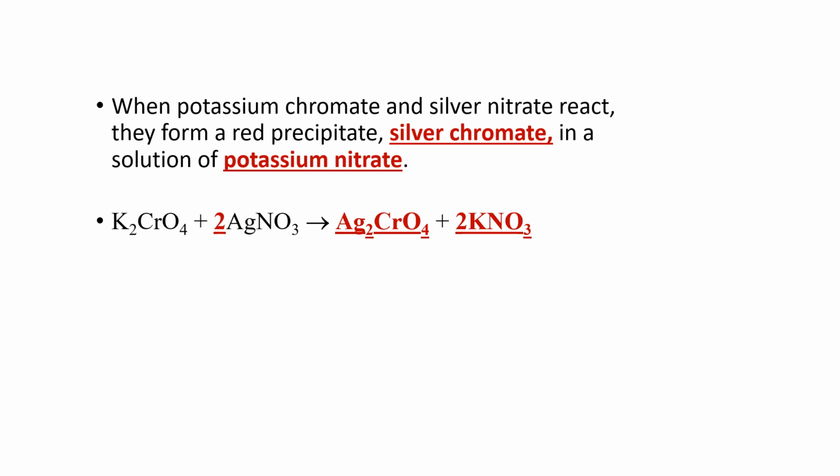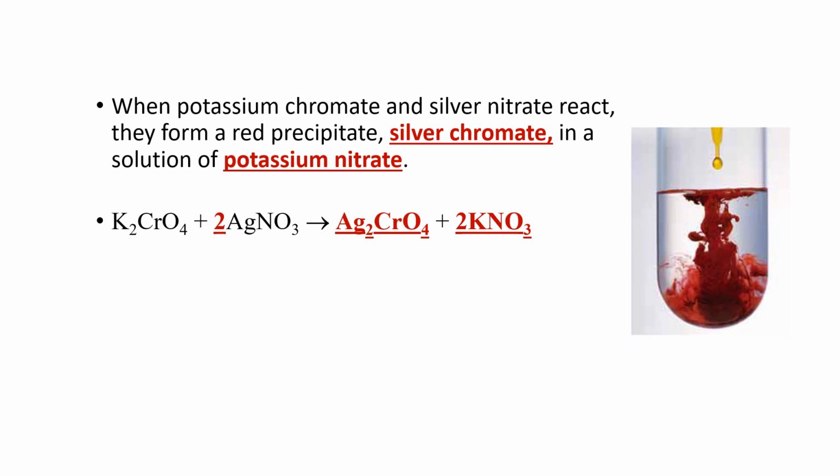So if potassium chromate and silver nitrate react, they form a red precipitate known as silver chromate in a solution of potassium nitrate. Okay, so that's what that looks like. I was going to say very similar to this, I think we actually had this reaction take place in our ionic compounds lab.